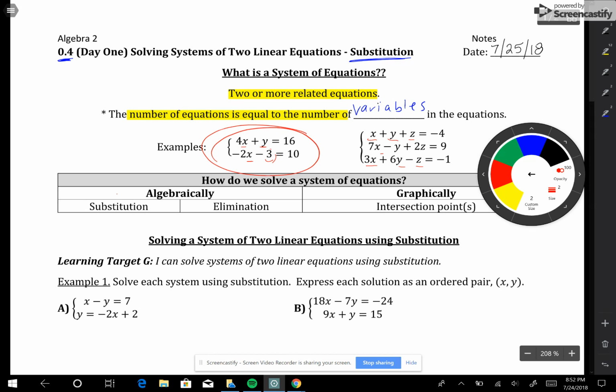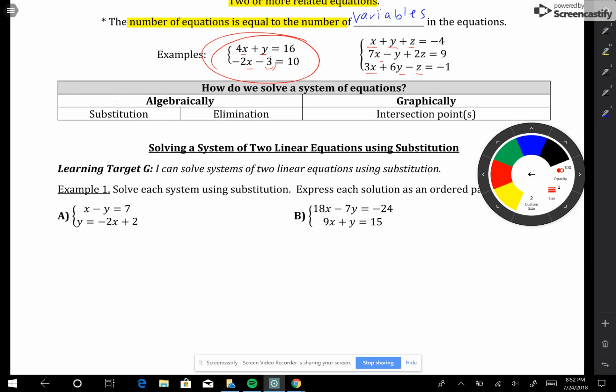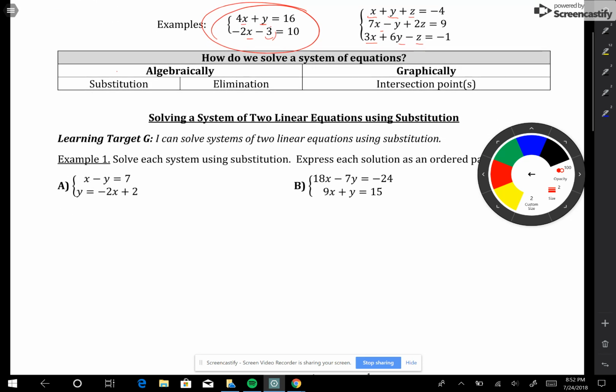Okay, we can solve systems in different ways. Algebraically is basically pen and pencil, doing operations, doing algebra. There's two ways we do that. We do substitution, which we're doing today. Tomorrow we'll be doing elimination.